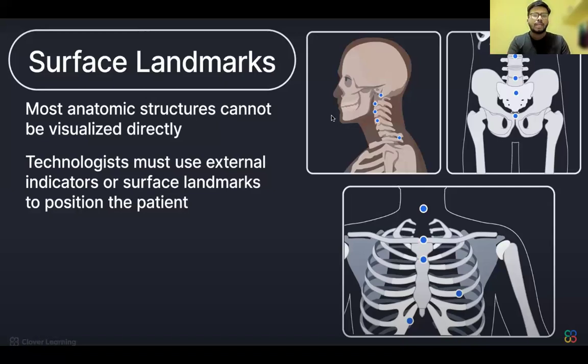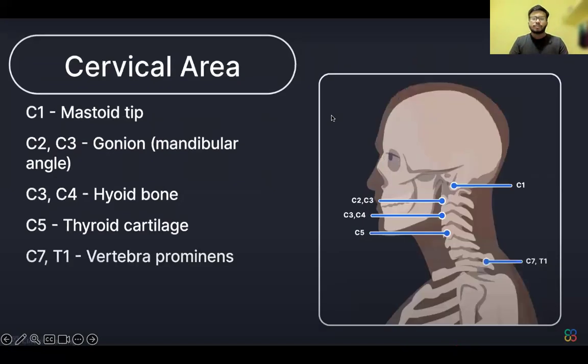Yes. In the cervical area, how many cervical vertebrae do we have? We have 7 cervical vertebrae. At the level of C1, the first cervical vertebra, the atlas, we have the mastoid tip. Keep in mind, at the level of C1, we have the mastoid tip.